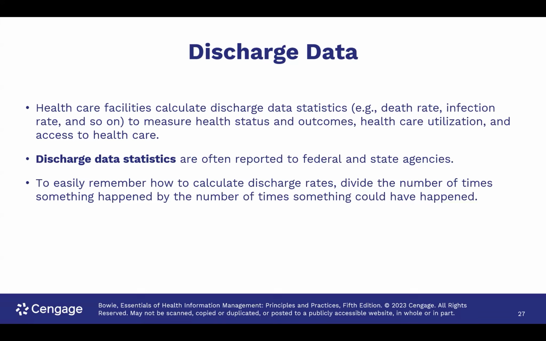And again, when we want to look at calculating discharge rates, we divide the number of times something happened by the number of times something could have happened. So if we had one hospital death over 100 hospitalizations, we'd have a death rate of 1%.